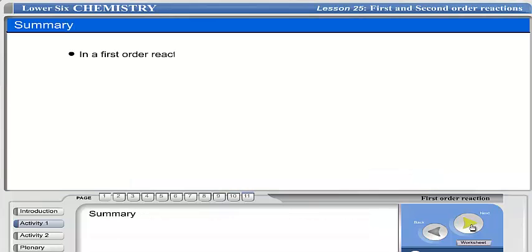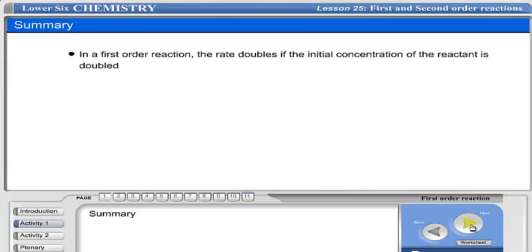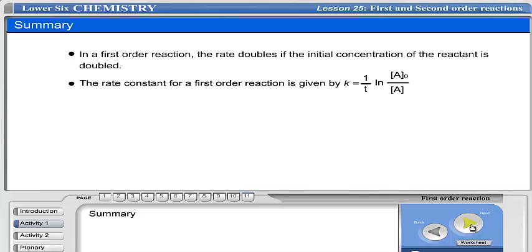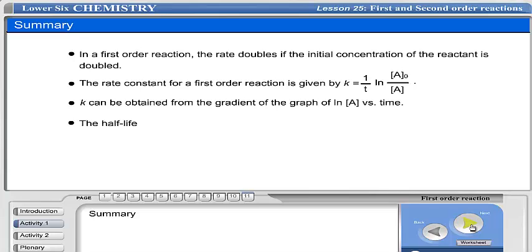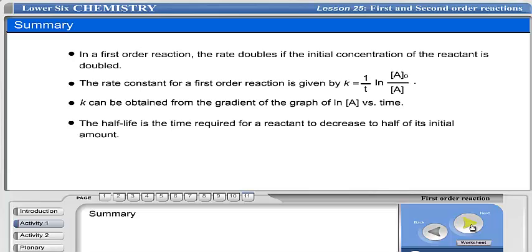In a first-order reaction, the rate doubles if the initial concentration of the reactant is doubled. The rate constant for a first-order reaction is given by k equals 1 over t ln [A]0 over [A]. k can be obtained from the gradient of the graph of ln [A] versus time. The half-life is the time required for a reactant to decrease to half of its initial amount. It is independent of the initial concentration of the reactant for a first-order reaction.